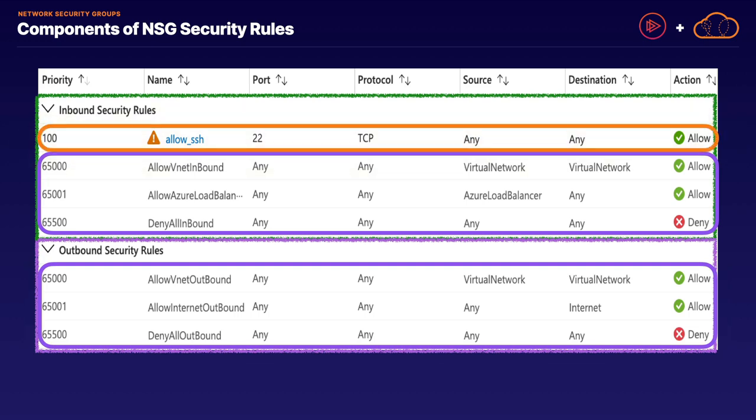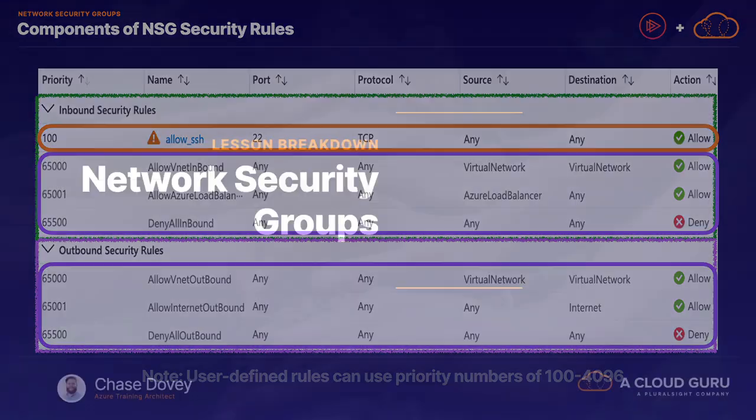And then we have our user-defined rules. These are the rules that exist with priority numbers between 100 and 4096. And this is where we can create rules to override the default rules that exist on every single NSG that we create. And this one in particular is allowing SSH inbound, which overrides specifically SSH traffic when we're talking about the implicit deny all inbound rule that already exists as a default rule.